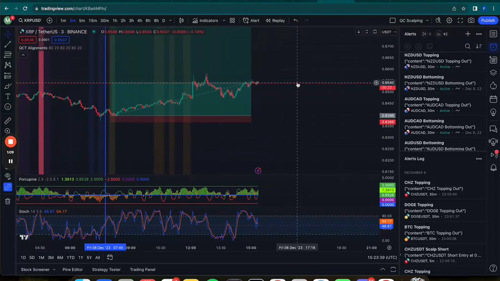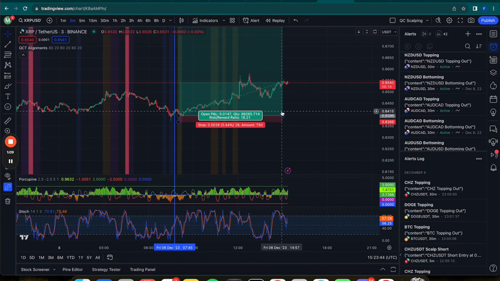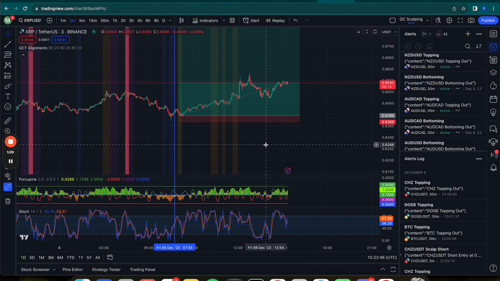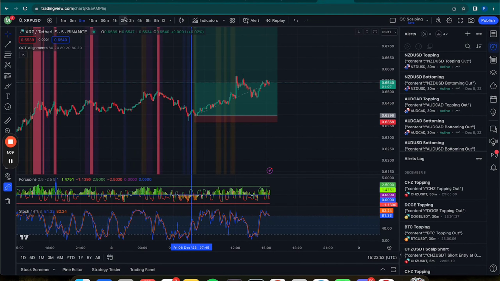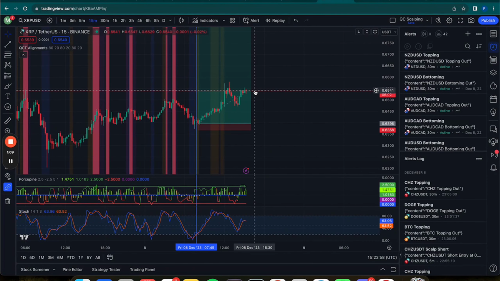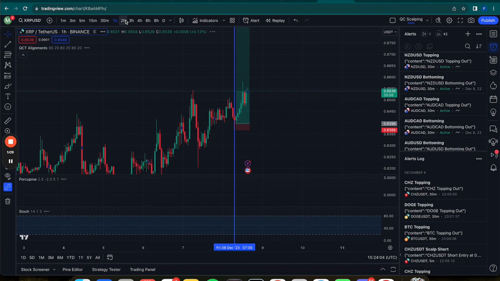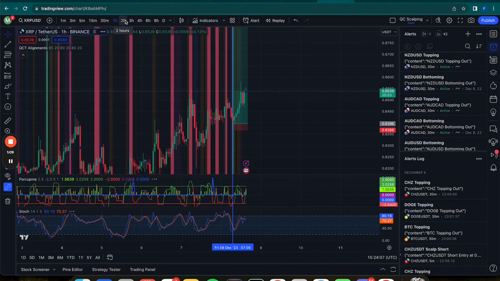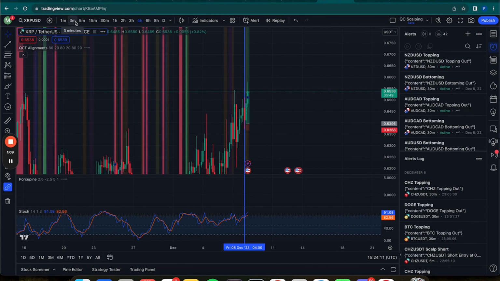XRP, let's just look at this. I mean, it's just been marching around here. We see the 3 minute going down, the 5 minute going down without any movement to the downside here, which is good. What we want to see here, because we're in a long, is we want to see the stochastics go down and then further up. Our higher time frames are still on the move up, so that's good.